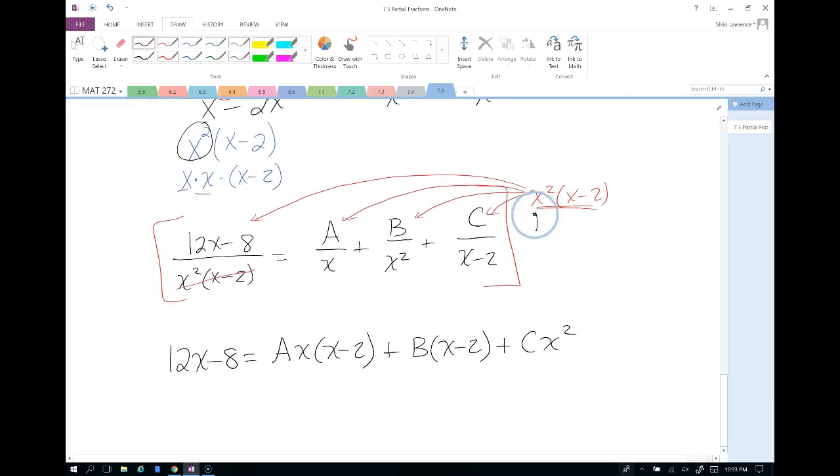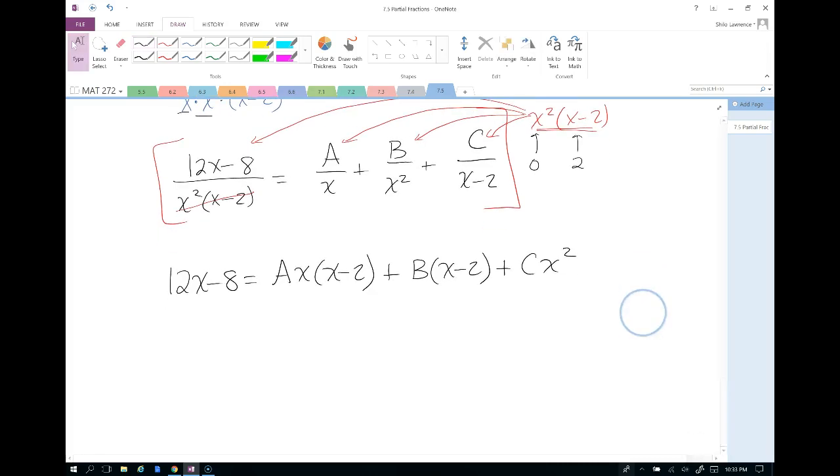So if you look at those original two factors we had, those magic numbers that we're going to plug in for x are whatever make those equal 0. So we're going to use 0 for the x squared, and then we're going to use 2 for the x minus 2. Those will zero those out. So I'm going to go through and plug in x equals 0, and that should allow me to solve for one of my arbitrary constants in my numerators.